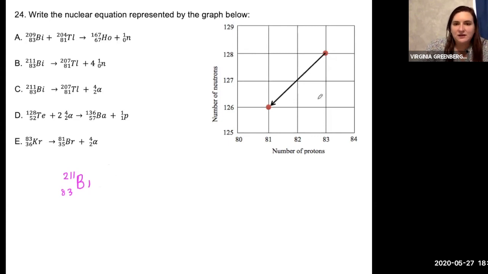And then we can see what it becomes. You can see now it has 81 protons and 126 neutrons, which would be 207 for the mass number then, from just adding the protons and neutrons together. So we have to figure out what element that is by looking at the number of protons. And element 81 is Tl.